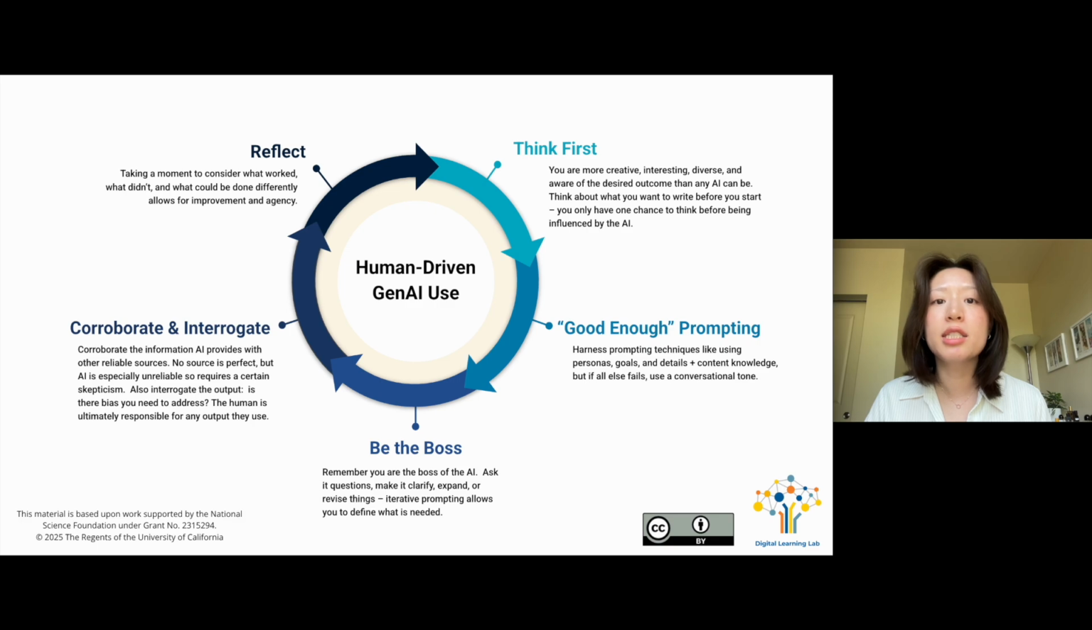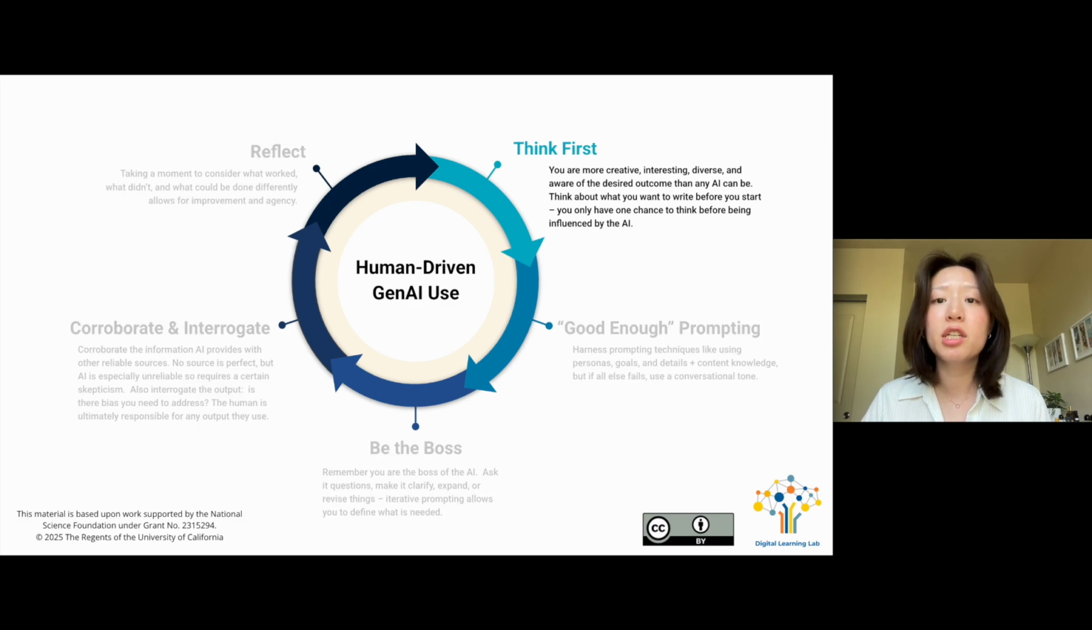The first step in this process is to think first. Before you start interacting with AI, think first about what you want to write and what you want to get out of the AI output. This step will help make sure that you are approaching the AI with a clear sense of what you want to do with your writing and how the AI can aid in your purpose.